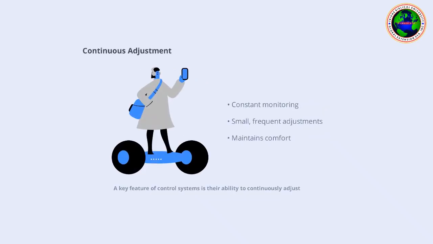A key feature of control systems is their ability to continuously adjust. In the thermostat example, the system is always checking the temperature and making small changes to the heater's operation. This ongoing process ensures that the room stays as close as possible to your desired comfort level.